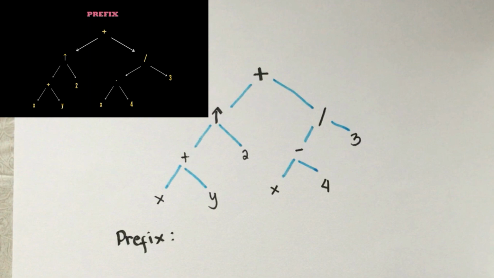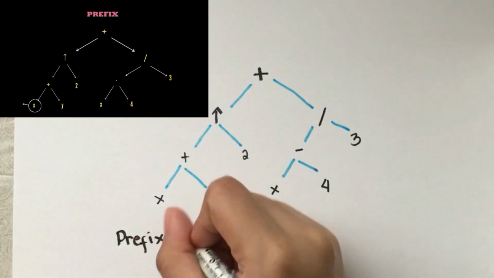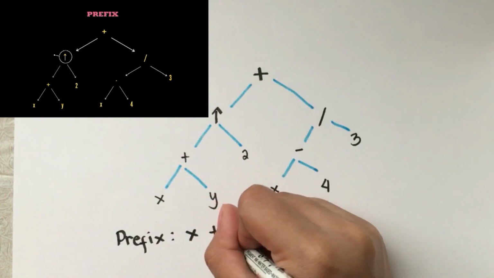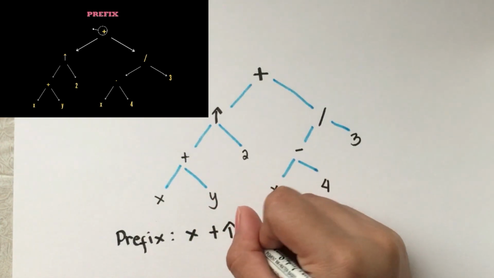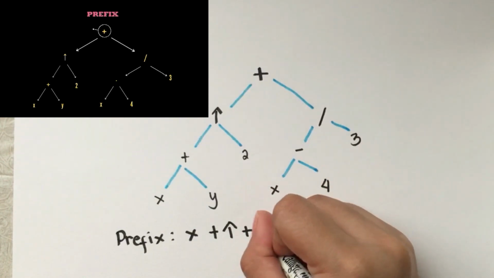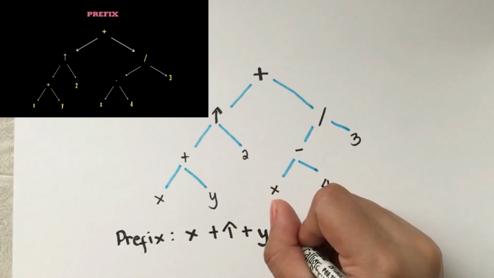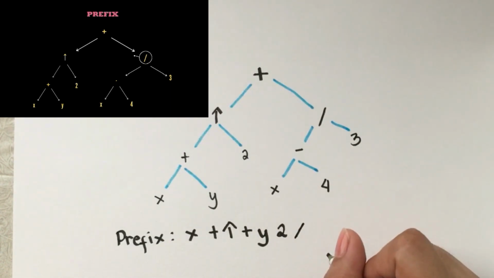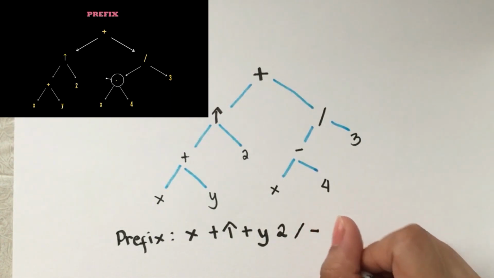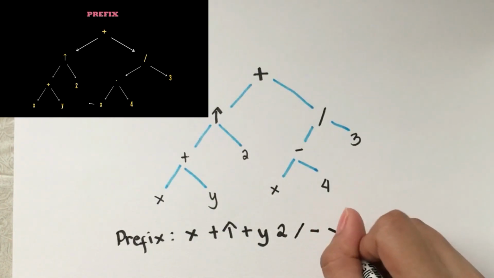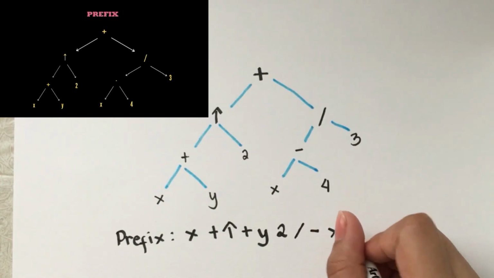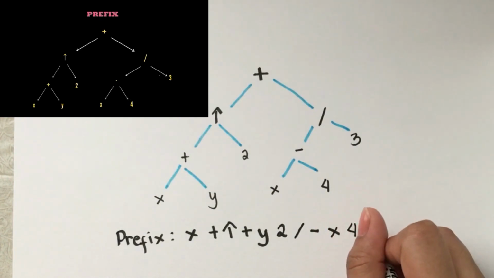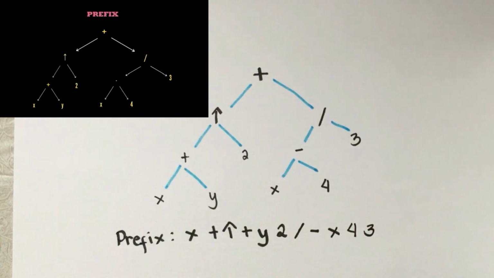For the prefix, we begin by traversing x in pre-order, the plus operator in pre-order. It continues to a power in pre-order, the plus operator in pre-order, then y in pre-order, then traversing 2 in pre-order, the division operator in pre-order, the minus operator in pre-order, x in pre-order, continues to 4 in pre-order, and ends by traversing 3 in pre-order.